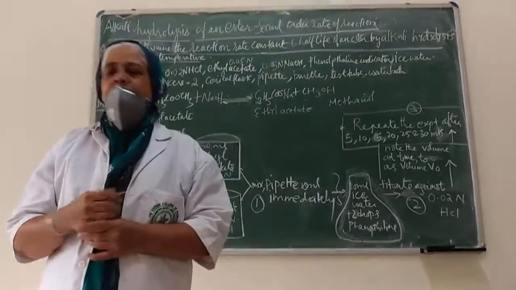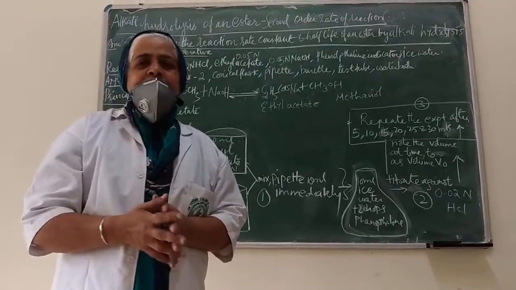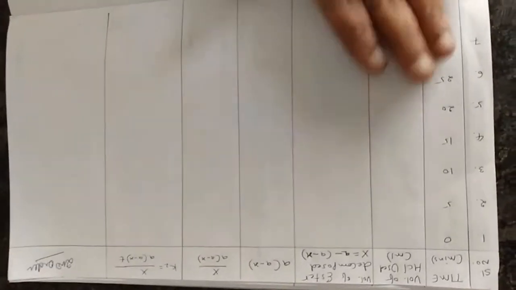So we'll just show you how the proceeding is. I'll just show the experimental part now. Clear? A tabular column for the second order rate of reaction. You should make up the tabular column very clearly because you'll be noting down the volumes, right?